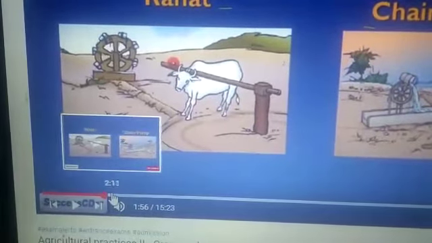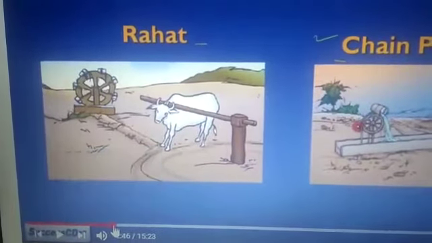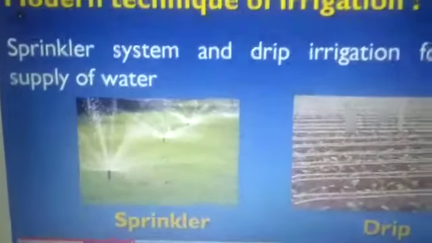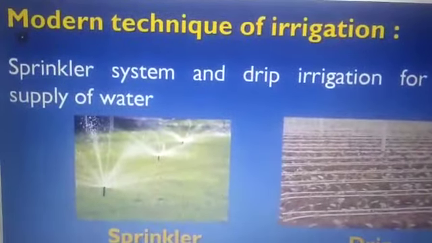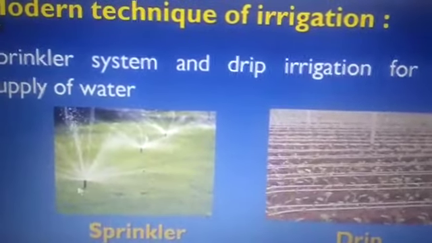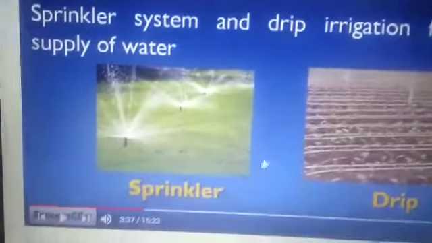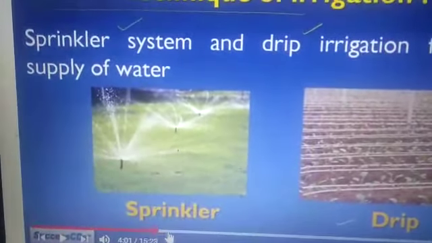Next, modern method of irrigation. There are two modern methods of irrigation: sprinkler system and drip irrigation. This is called sprinkler system and this is drip irrigation. Firstly, we will discuss only the sprinkler system.